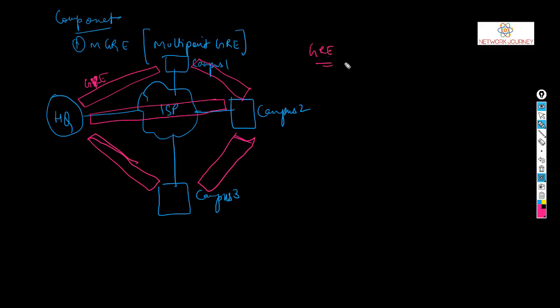Don't confuse multipoint GRE with the normal GRE. They work differently. Okay, this is the DMVPN component. This is not a DMVPN component. Okay, this was used in those ATMs and frame relays. We don't widely use GRE. So this would have been the condition if I went with GRE.